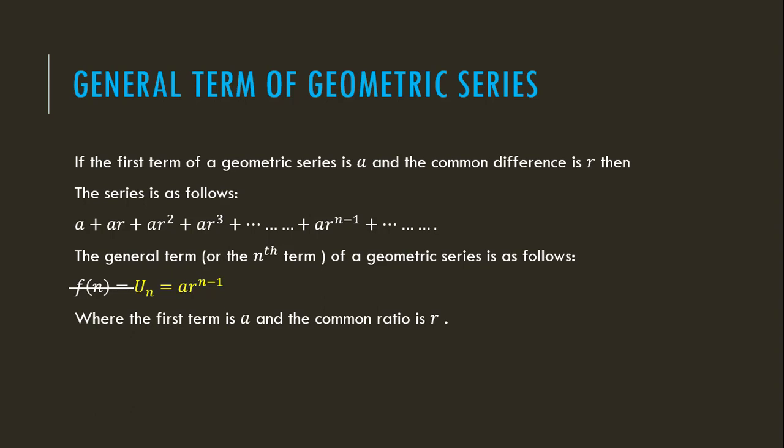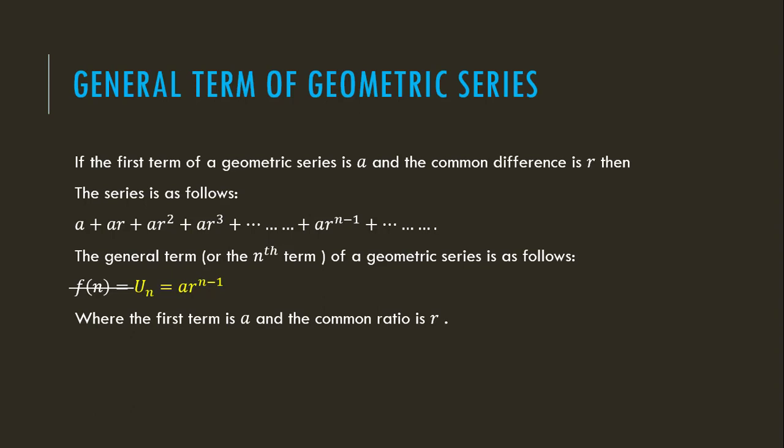So we can see that the first term is A, the second term is AR, the third term is AR square, the fourth term is AR cube, plus dot dot dot plus AR to the power n minus 1 plus dot dot dot. Why is the nth term AR to the power n minus 1? Because in the first term we have no R. Term number is 1 and number of R is 0.